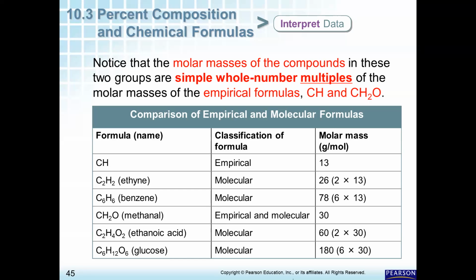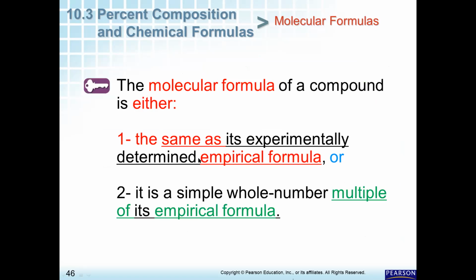which you need to multiply the empirical formula by in order to get the molecular formula. If the empirical formula and the molecular formula are the same, and we have cases like that, we already stated that the molecular formula might be the same as the empirical formula or some multiple of it. If it is the same, then that multiplier will become 1, because the molar masses will be the same. So either it is the same as the experimentally determined empirical formula, or it is a simple whole number multiple of its empirical formula.